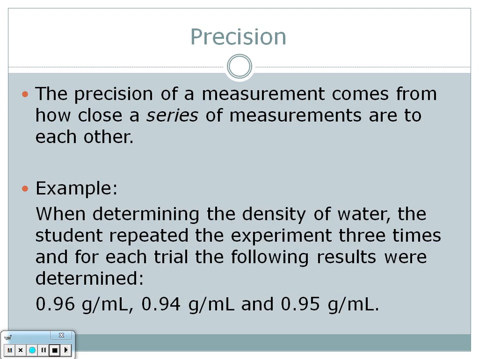As an example, let's say, again, you're determining the density of water and you repeat the experiment 3 times. Your 3 trials, the first one you get 0.96 grams per milliliter, the second one you get 0.94 grams per milliliter, and the third one you get 0.95 grams per milliliter. All of these measurements are close to each other, and so we would say they are precise. Now they also happen to be close to the actual density of water, and so they're also accurate. But there are times when you can be very precise, but if you're not close to the actual, then you're not being accurate.